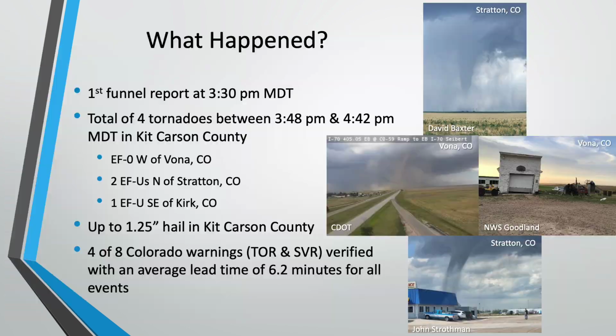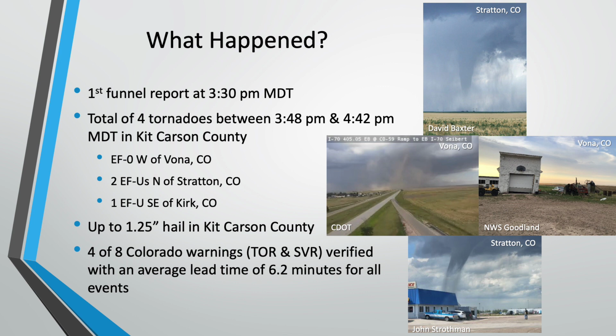All right. So let's take a look at what happened with this event. We did have our first funnel reported at about 3:30. So keep in mind that satellite picture that I showed you earlier was about noon. So about 3 hours from that, we started seeing reports of things. And these tornadoes were very visualized. We had a lot of information coming in from along I-70, the towns. We had a report as far south as Cheyenne Wells, seeing the funnels or landspouts. So this was a very well viewed event.